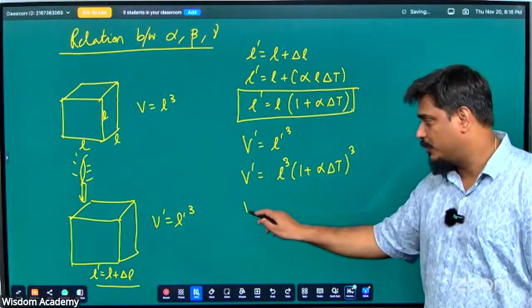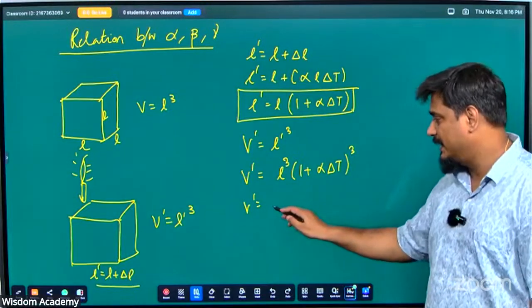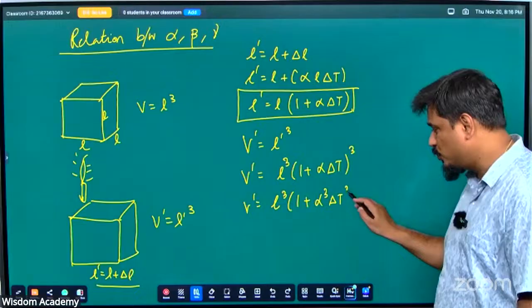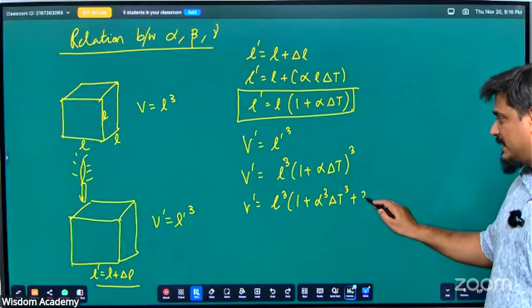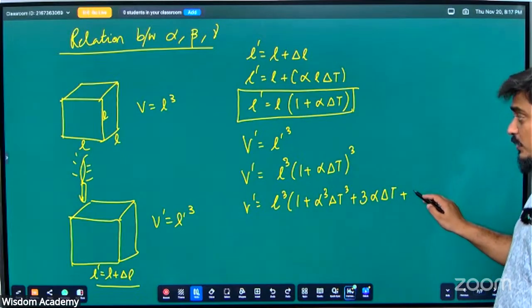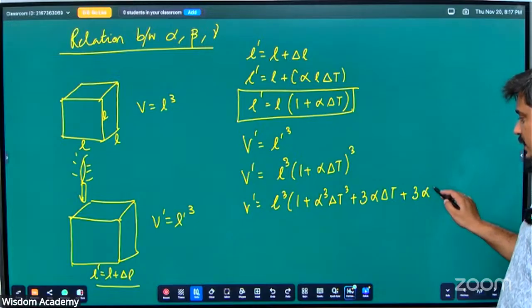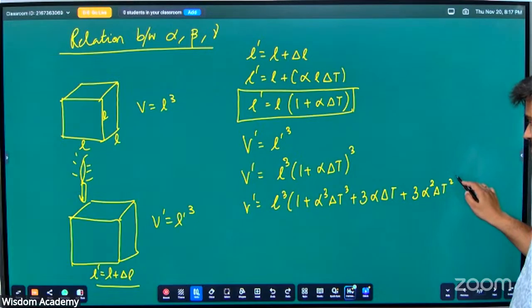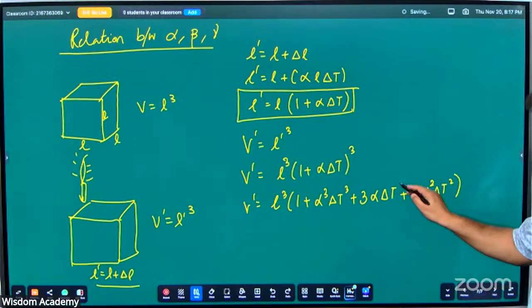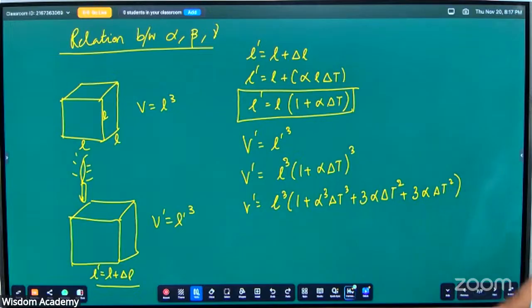So V dash will become equal to L cube into 1 plus alpha cube delta T cube plus 3 alpha delta T plus 3 alpha square delta T square. That's the formula, right? Plus 3 alpha square delta T square. Now it's correct, no?